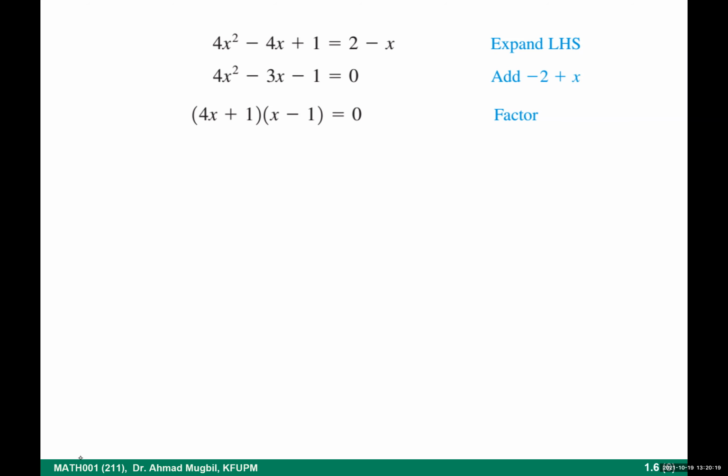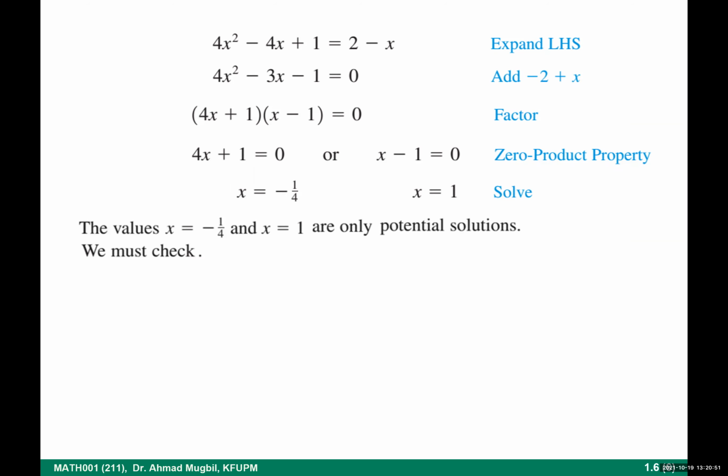Now, 2 factors, the product of them is 0. One of them must be 0, or both. So x will be what? -1/4. And x is what? 1. So if they ask about the number of solutions, how many solutions do we have? These are not solutions yet. These are proposed solutions, possible, potential solutions. So we must check these solutions. We have a radical equation. We squared both sides. So we might create new solutions. Whenever you square both sides, you must check.